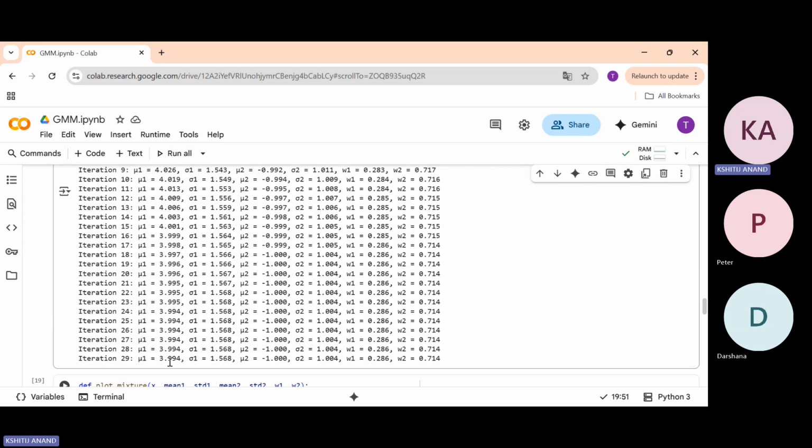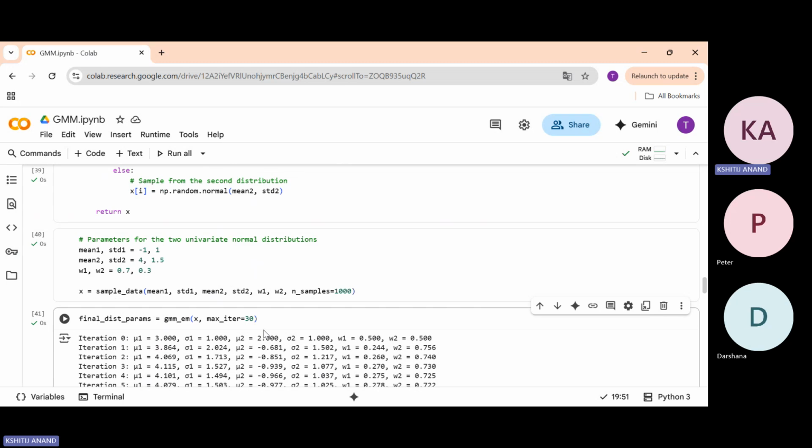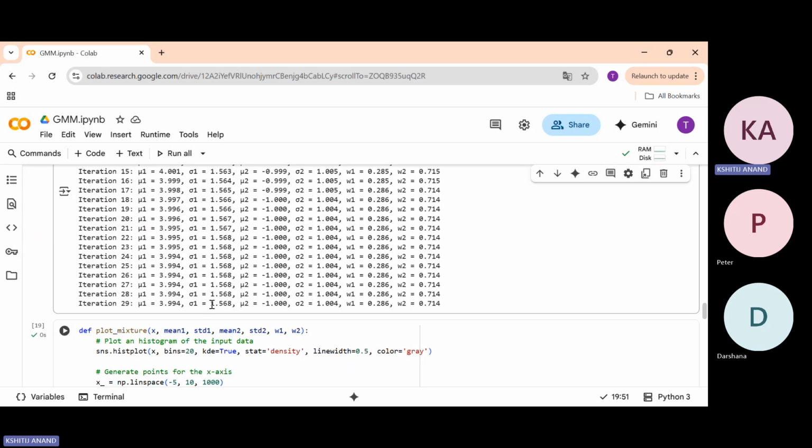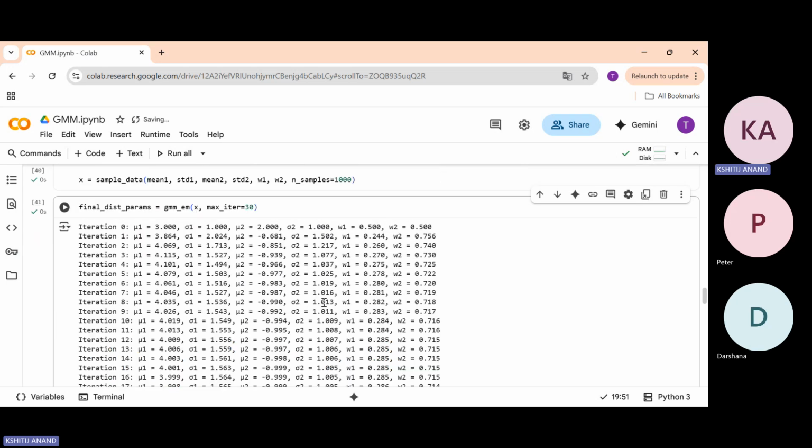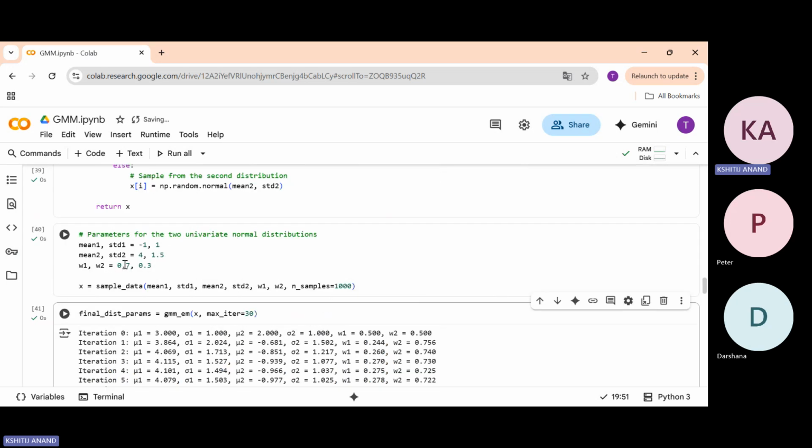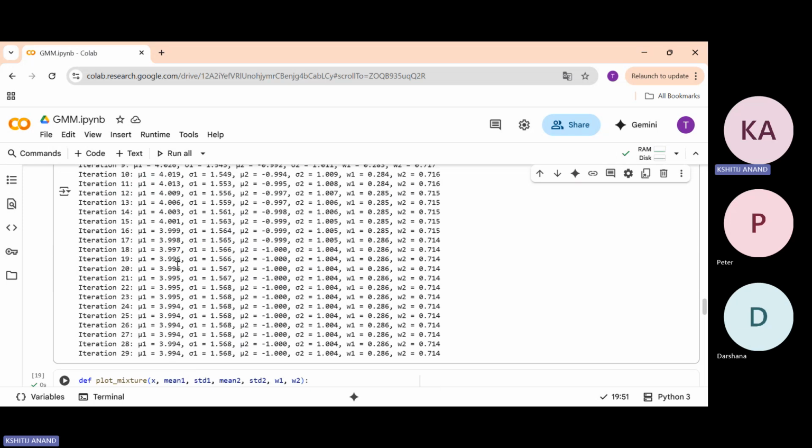So the mean of the first one is 4, and the mean of the other one is -1. The standard deviation is 1.5, closer to 1. Again, it is correct. And the weights are 0.7, 0.3. Are the weights so? 0.7, closer to 0.3.